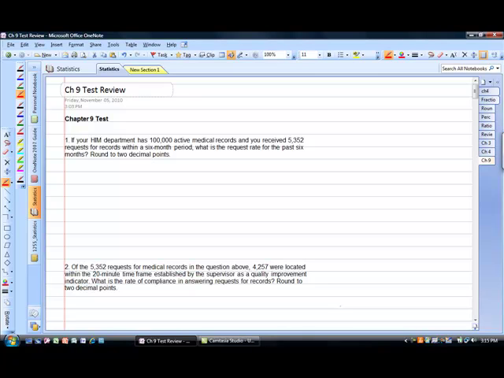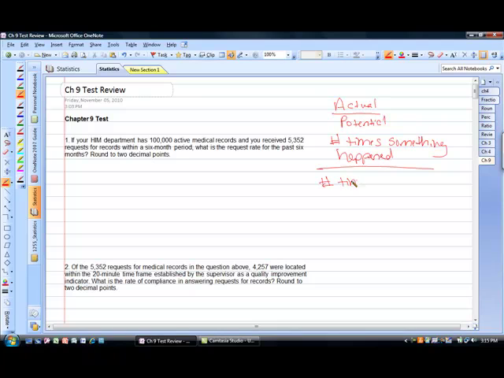In calculating rates, you need to remember the formula actual over potential, or the number of times something happened over the number of times it could have happened. This is a key formula. Number of times something happened over the number of times something could have happened.